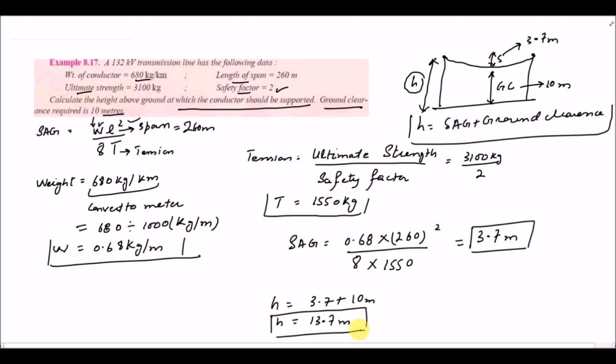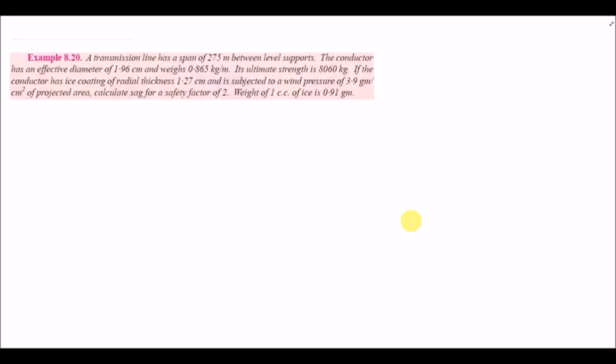So this was the first example. In the second example, again we are given a transmission line having span 275 meter between level supports, right? By level supports, what does it mean? We have the towers which are having the same height. The conductor has an effective diameter of 1.96 centimeter. So this is your diameter, and weighs 0.865 kilogram per meter. So this is your weight, right?